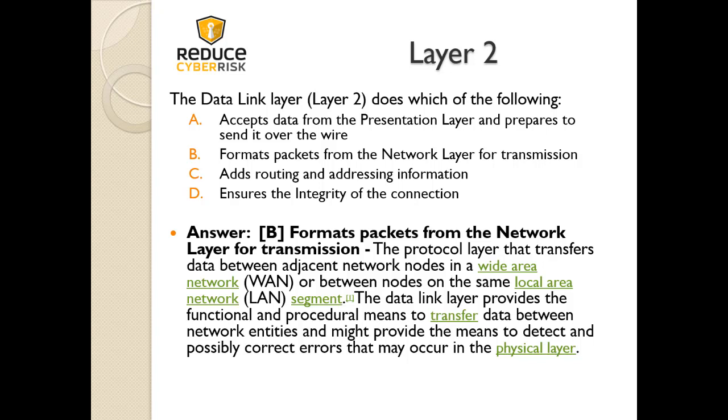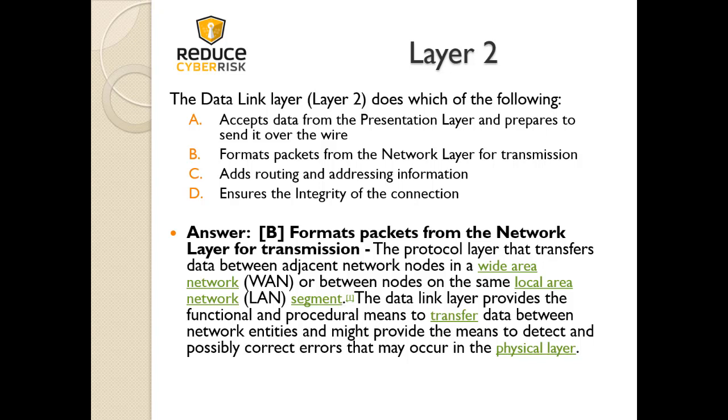So again: A, accepts the data from the presentation layer and prepares it to send over the wire. B, formats packets from the network layer for transmission. C, adds routing and addressing information. And D, ensures the integrity of the connection. Which one is it? It's B, formats the packets from the network layer for transmission.